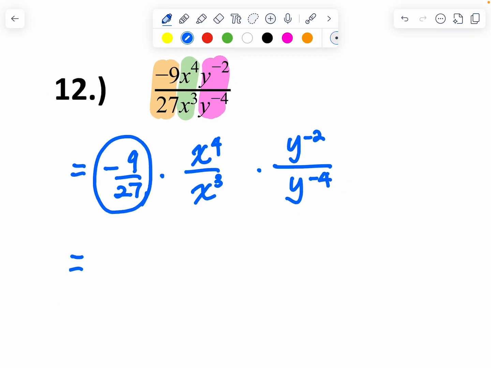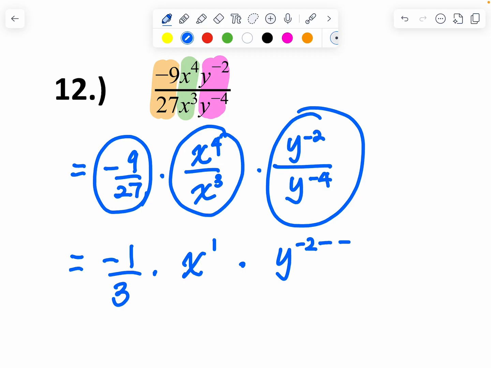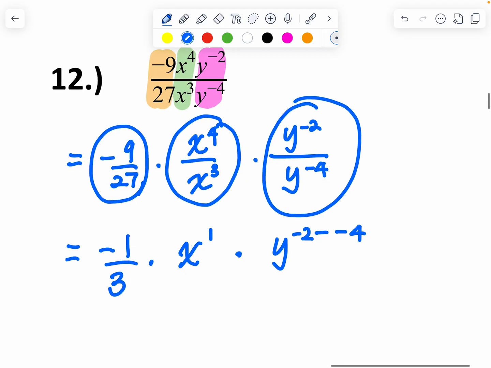So from this, it's just -9/27. So you simplify it. Okay, divide top and bottom by 9. You end up with -1 over 3. You do 4, take away 3. So x to the power of 1. Ooh, this is a little tricky, so I'm going to rewrite this. Y to the power of -2 minus -4. When it comes to complicating things like this with a lot of negatives, do what I just did and rewrite it. Write it out, okay? So now this turns to plus, positive.